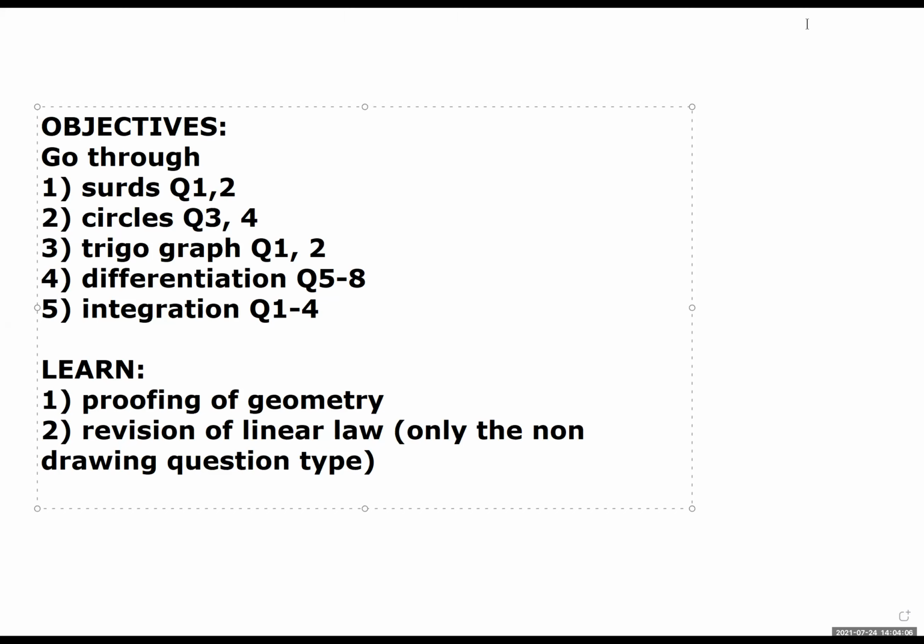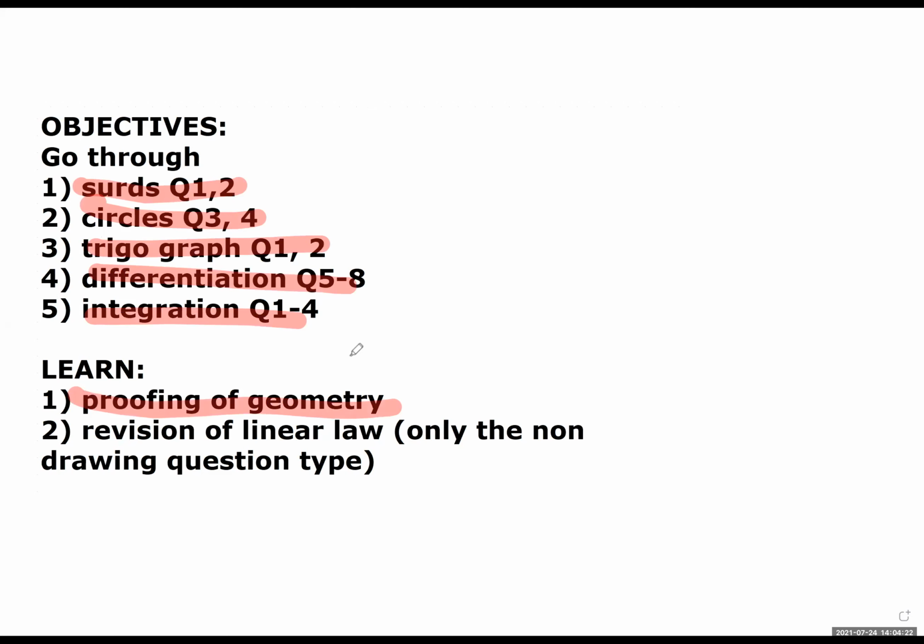If we can finish everything, and when I say everything, it means all those that I'm going to highlight, if I can clear this and this, then good. That means I will have time to do revision of linear law. But if I cannot clear all this, then revision of linear law will be next lesson. But for revision of linear law, I can only do the non-drawing questions, because the drawing questions must be in person.